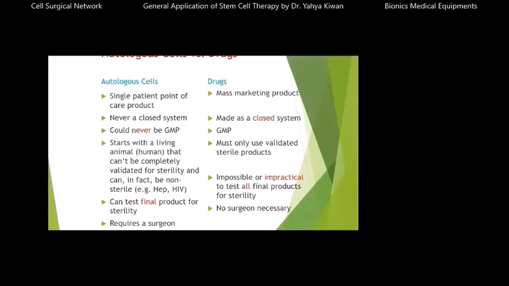If you have autologous cells, you can test the final product for sterility, while it is impossible or impractical to test all final products for a drug. It, of course, requires a surgeon, while a drug does not require a surgeon.